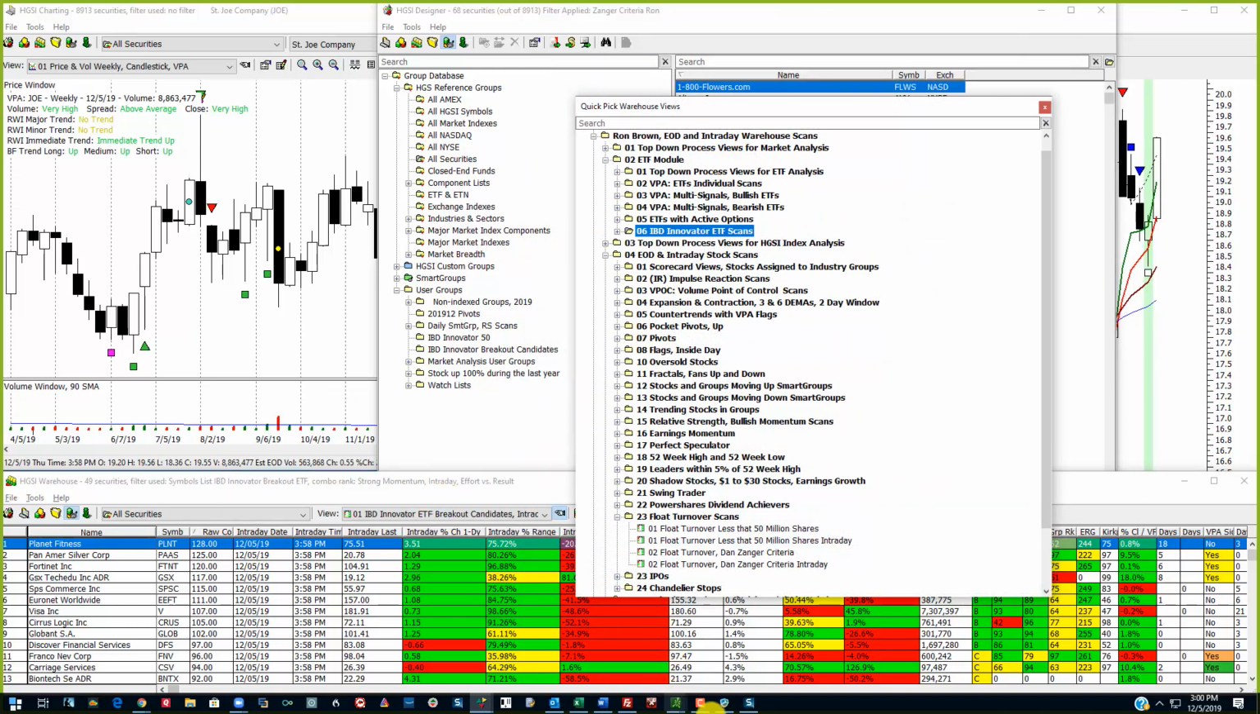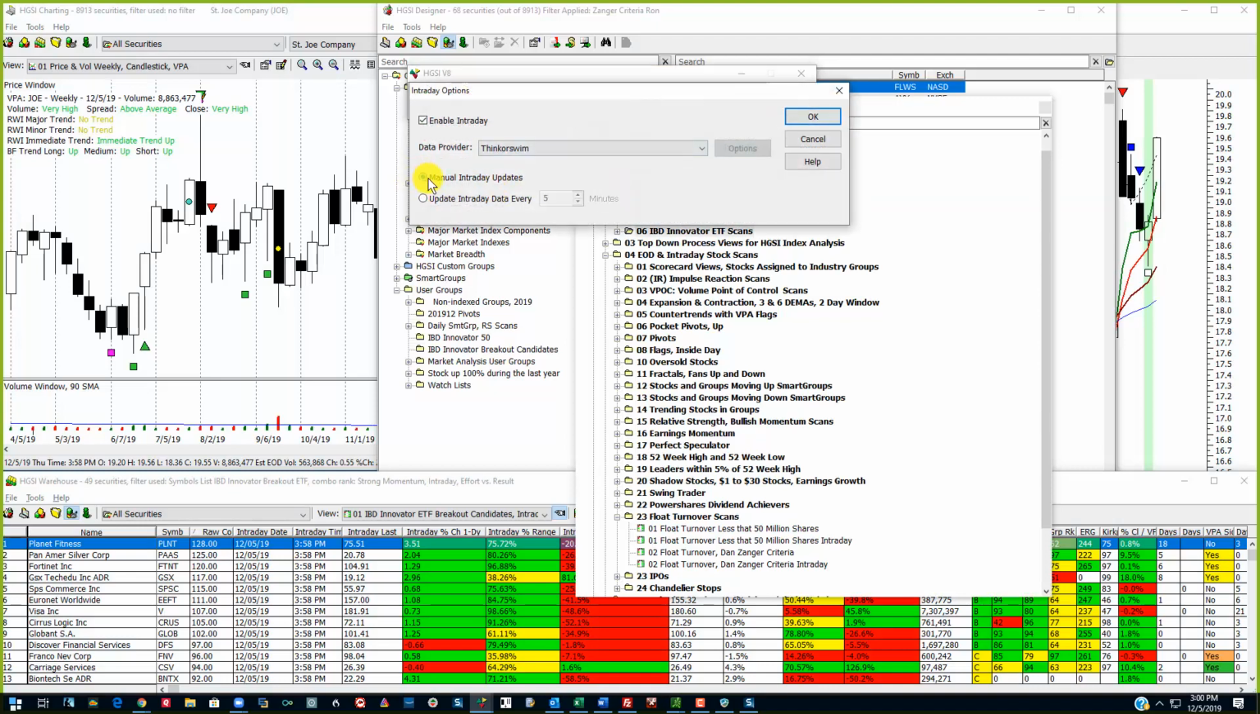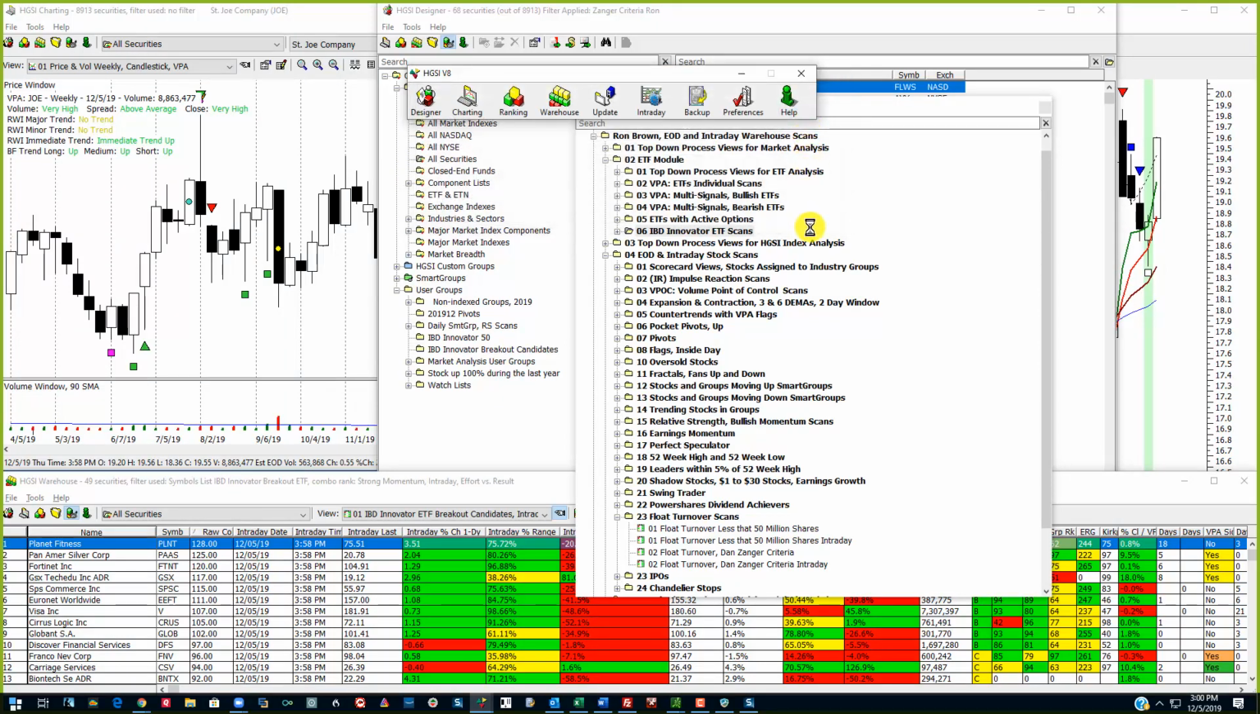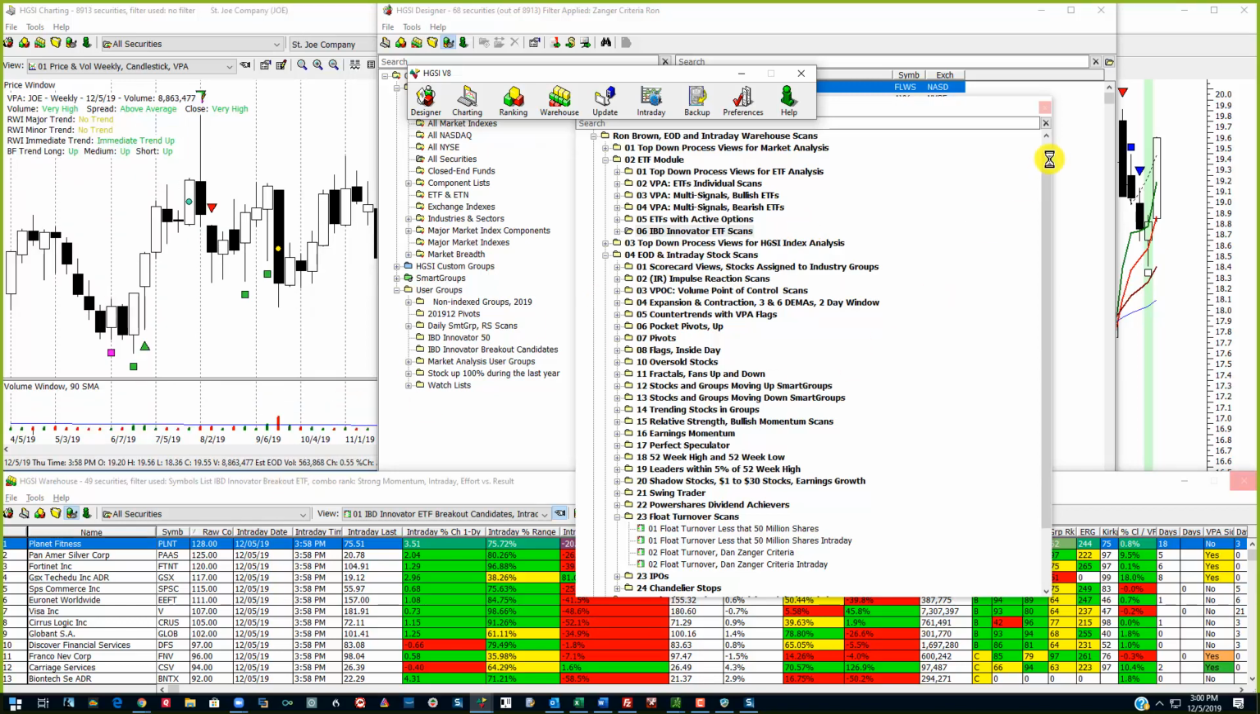Okay, let me go in and turn that updating off so it doesn't drag me down. I should have turned it off earlier. As soon as that hourglass goes away, we can proceed.